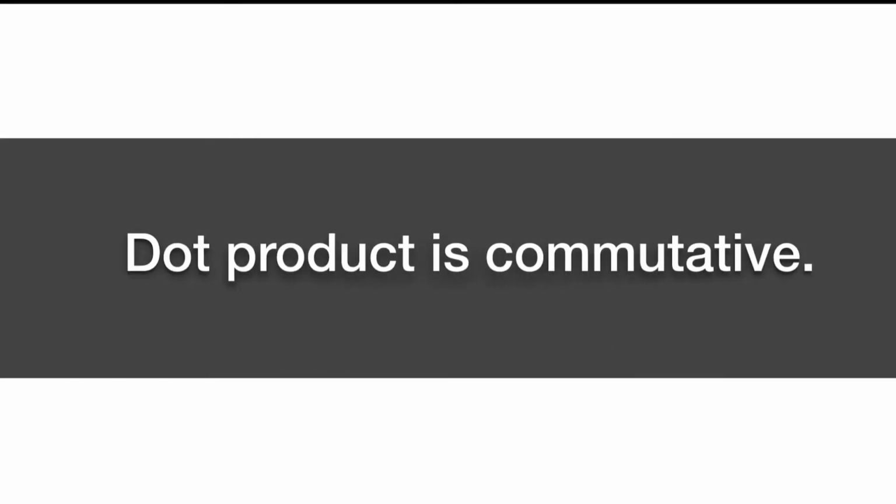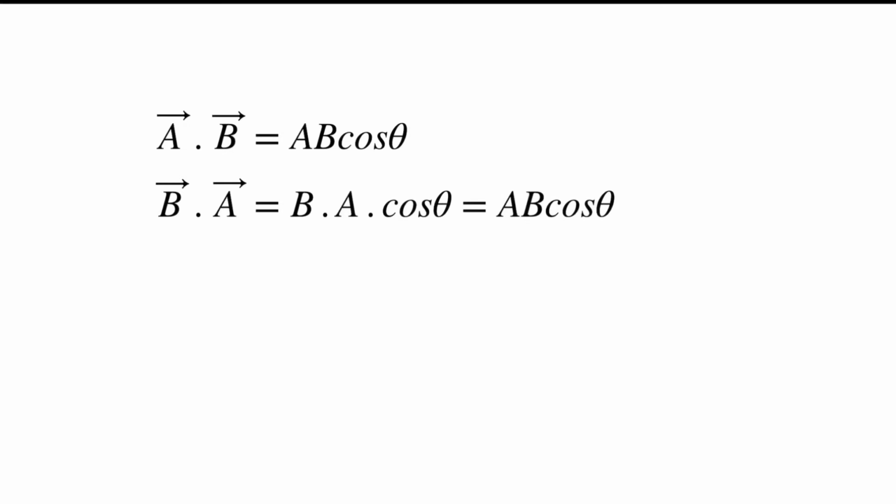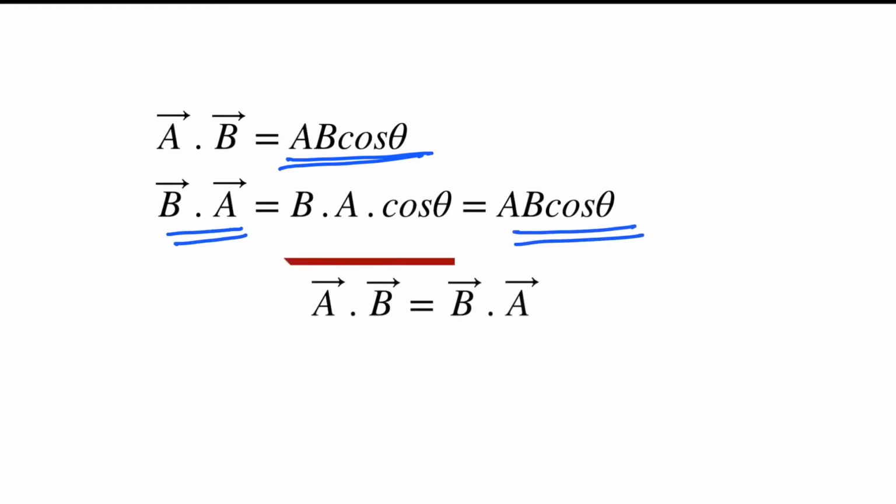Dot product in its nature is commutative. What does that mean? It means the sequence of multiplication of two vectors doesn't make any difference. So A dot B is AB cos theta, B dot A is also AB cos theta. So we can say vector A dot B is equal to vector B dot vector A.